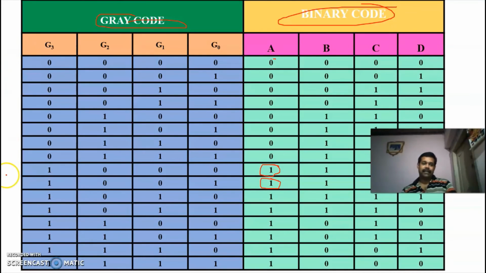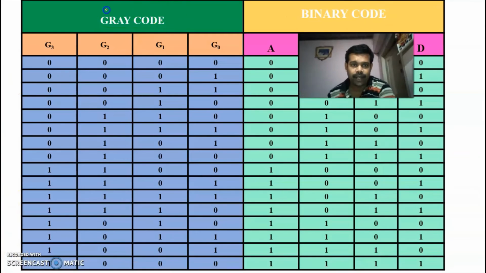Don't take the decimal values, because here the decimal values will change. Here it is 0, here it is 1, here it is 2, then 3, then 4. So in gray code to binary code, you must be careful while plotting. Here the decimal values will change.